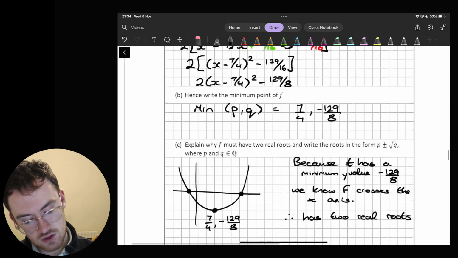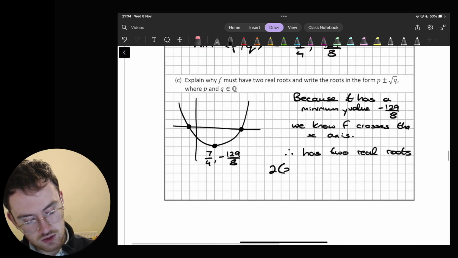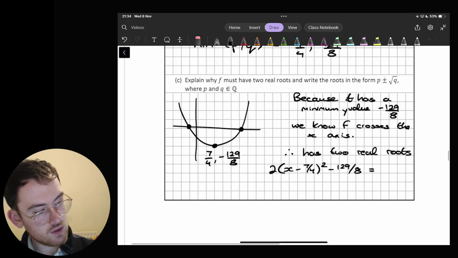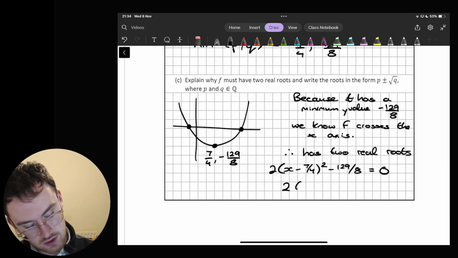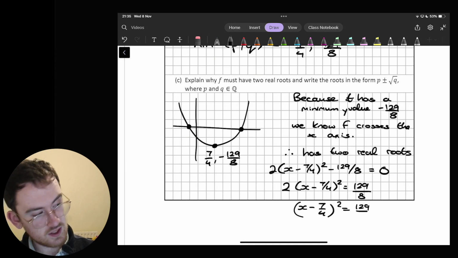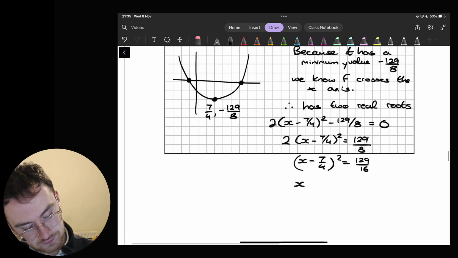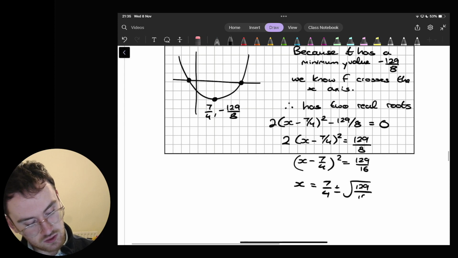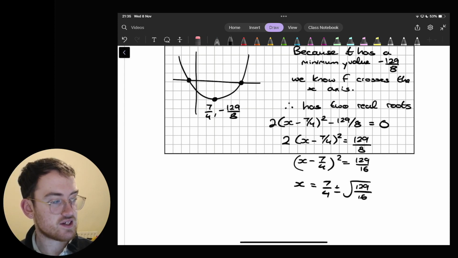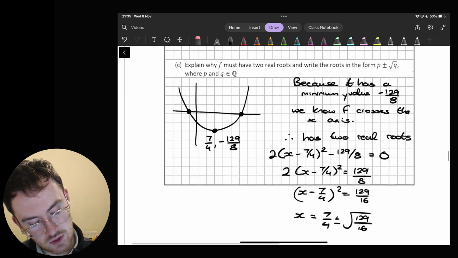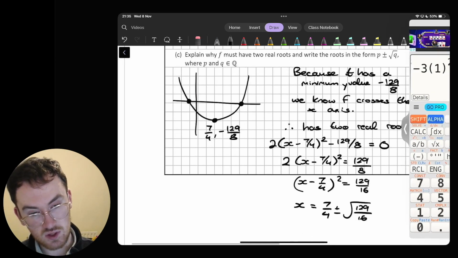We can find those using our completed square format there. So 2 times (x minus 7 over 4) squared minus 129 over 8, we're going to set that equal to 0. So (x minus 7 over 4) squared equals 129 over 16. And I get that x is 7 over 4 plus or minus the square root of 129 over 16. Okay, and we can't really simplify that one a whole lot further.